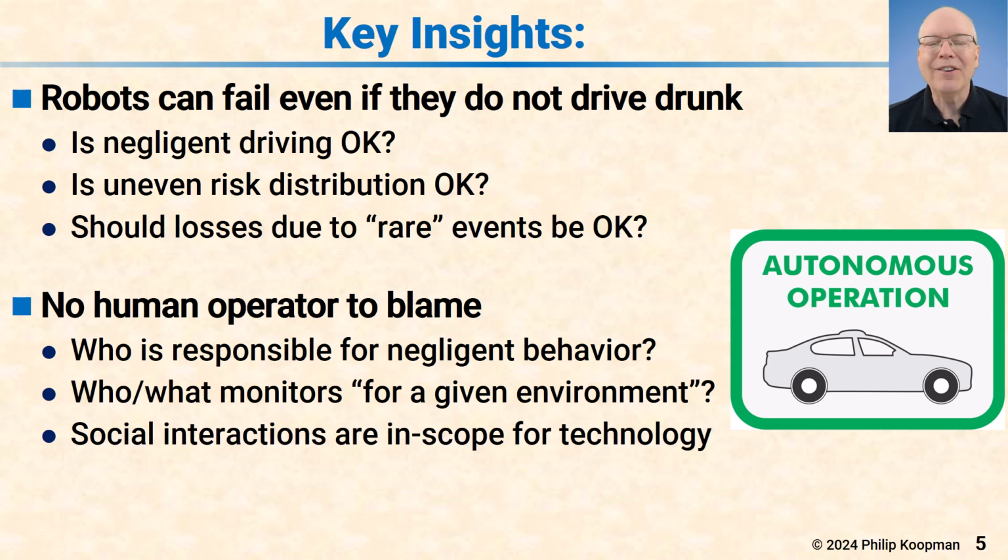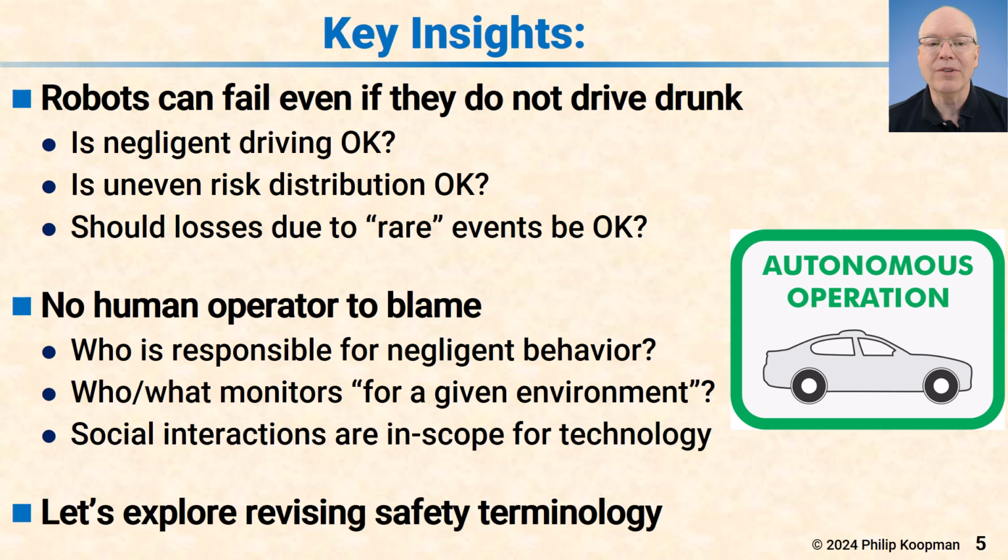And who or what monitors for a given environment in the definition of the safety case? And what about social interactions? Things like legal compliance are traditionally out of scope for safety, but now that you have a computer responsible for obeying traffic laws, you can no longer say that legal issues are out of scope, because they're clearly in scope if you're operating on public roads.